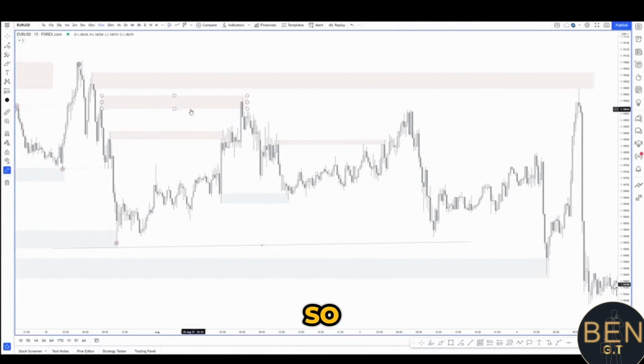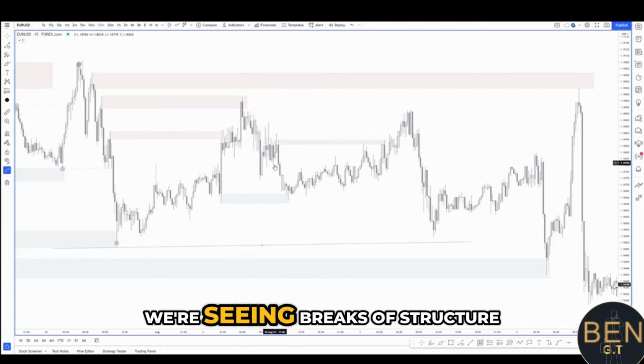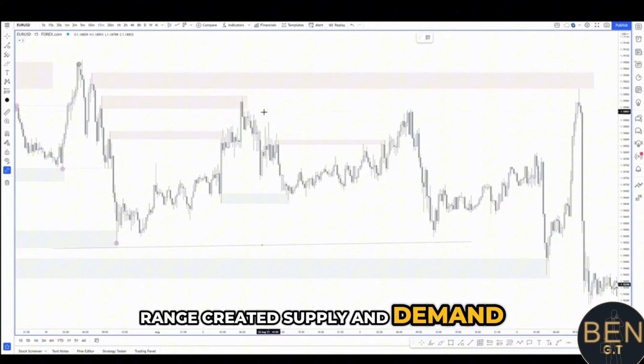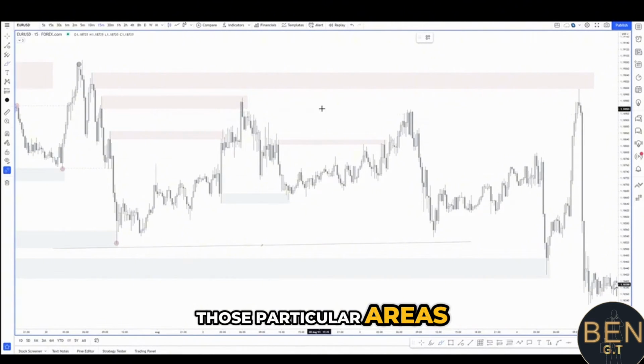You can use that as a basis to then start looking for confirmations and overall trades that are in line with that. So when you're starting to see a supply zone getting respected like this one, and then you start to see something like this where price is continuously falling, we're seeing breaks of structure and supply zones being formed, whether it be pivot or range created supply and demand. What we can then do is start to look at those particular areas for potential trades.